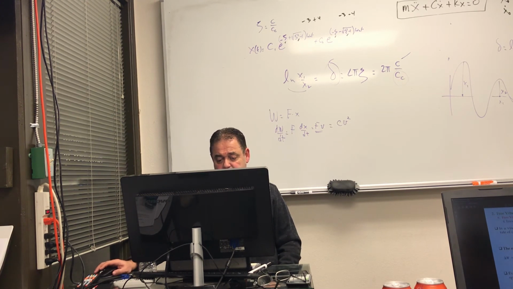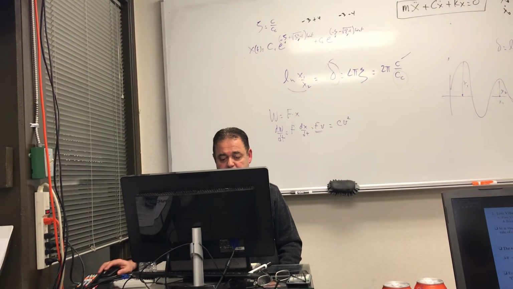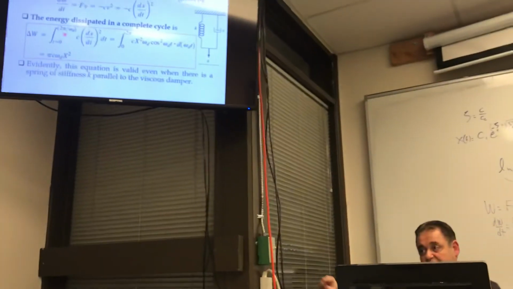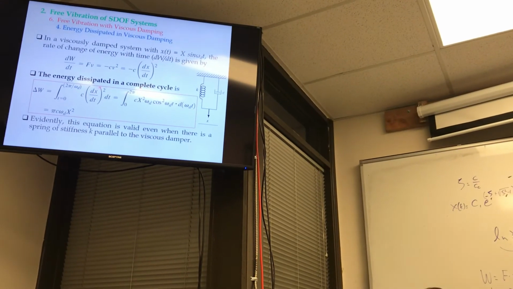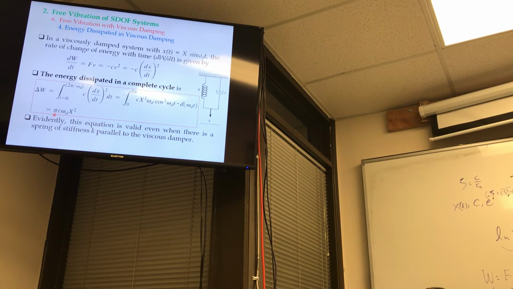No need to know how this integration is performed, but once it is performed over an entire cycle, to figure out how much energy is dissipated in each cycle, it turns out to be equal to pi times C times omega d times X squared, where X is the amplitude of vibration, in a viscously damped system.